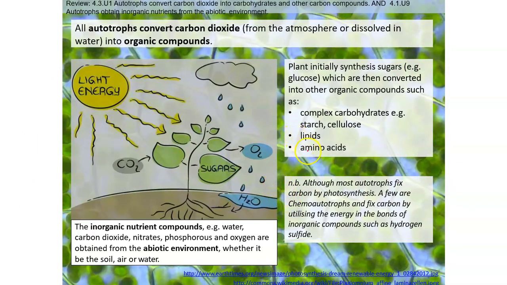What is an autotroph? All autotrophs convert carbon dioxide from the atmosphere or dissolved in water into organic compounds. Hopefully we have already finished the photosynthesis part, and you know what that means, the molecular level of photosynthesis, which part and what kind of organelles can do photosynthesis by getting the energy from the light and then fixing carbon dioxide and producing the sugar at the end and releasing the oxygen as a byproduct.